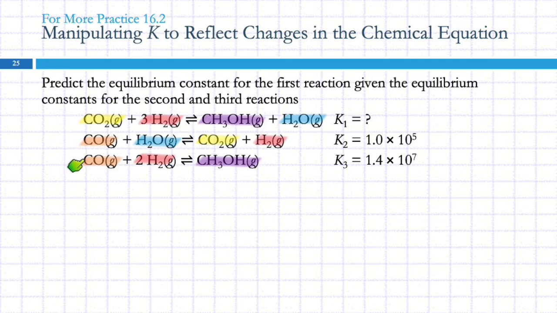So we need to combine these two to get that. Let's start with the first one. The CO2 is a reactant in our desired equation. Let's look for CO2 in these two that we're going to manipulate. Well, it's a product, so let's start by writing this equation in reverse. So CO2 plus H2 in equilibrium with CO and H2O.